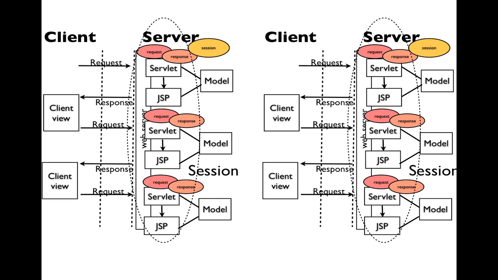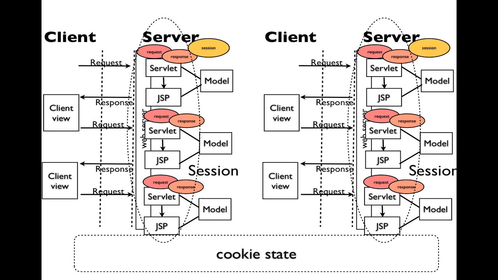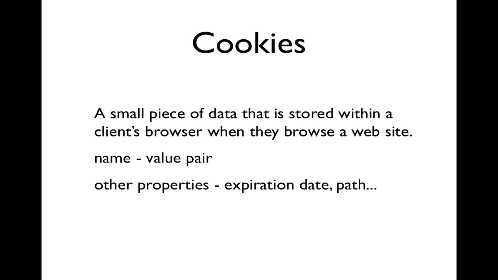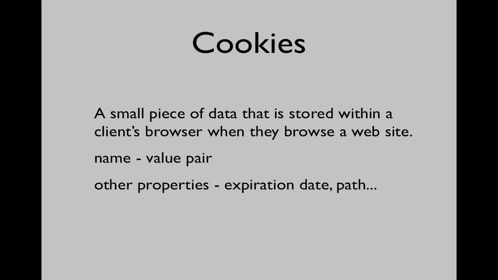In this video, we're going to discuss one form of persistence between sessions by using something known as a cookie, or cookie state. A cookie is a small piece of data that is stored within a client's browser when they browse a website. You can think of it as a name-value pair. There's a name of the cookie, and then there's the data value. Cookies always store data as text or string data. You can also set other properties, such as the expiration date or the path, which corresponds to the parts of your domain which can actually look at and use the cookie.